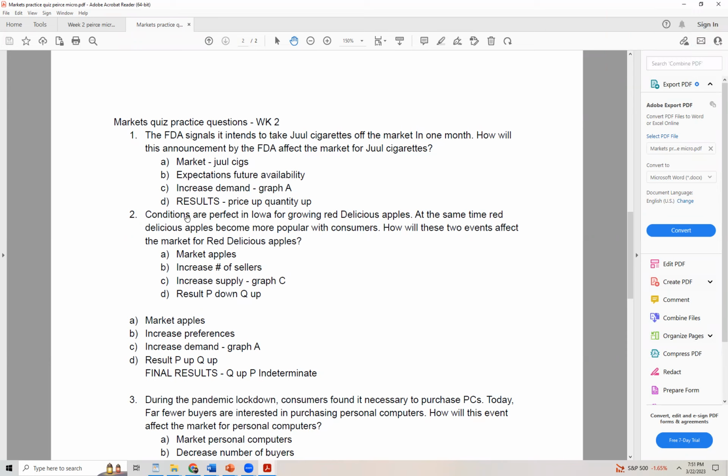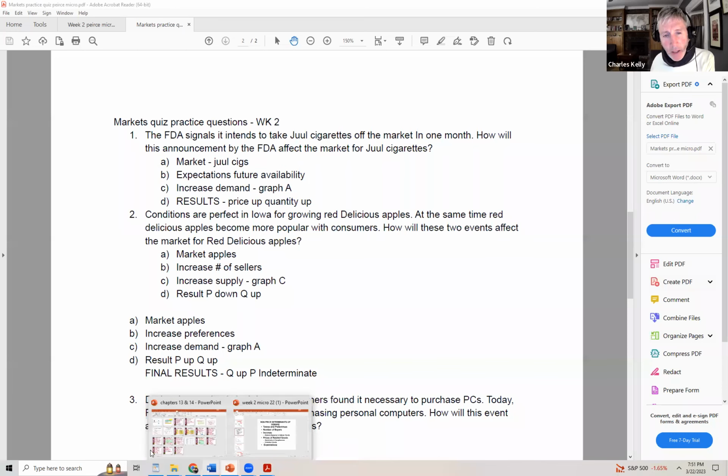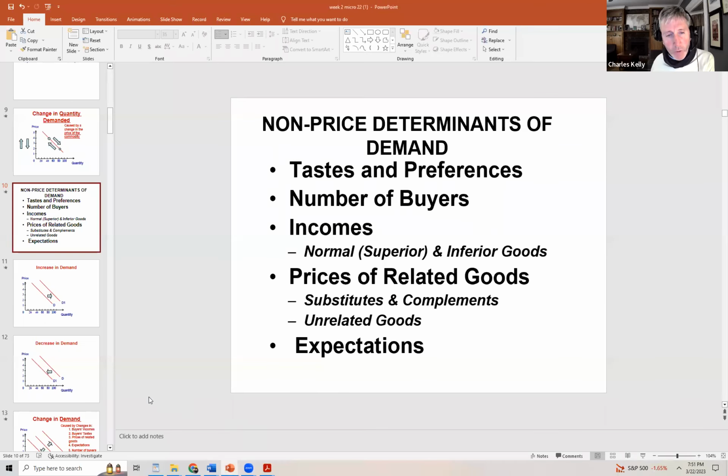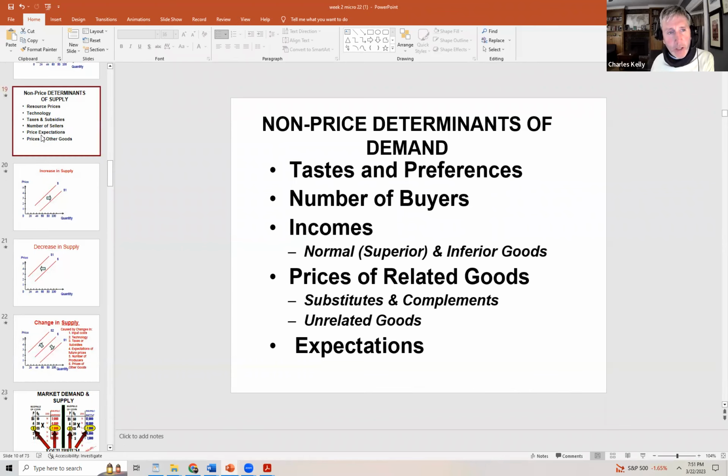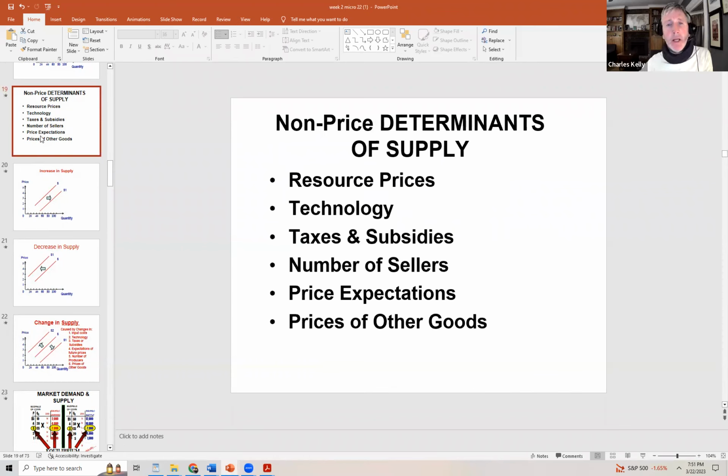So this first one says, okay, perfect growing season. So we look at the supply determinants and we say, okay, which of these applies to that? Well, is it change of resource prices? No. Is it technology? No. Is it taxes and subsidies? No. Number of sellers? Yes. There's going to be more for sale. There's going to be an increased number of sellers. So we know it's the market for red delicious apples. There's going to be more sellers.